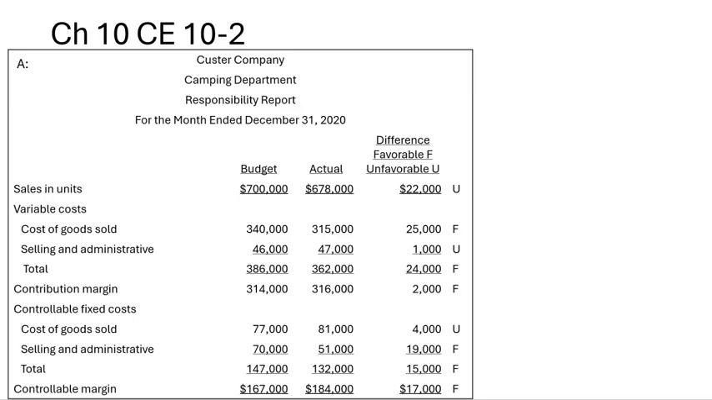If we look at our fixed costs, cost of goods sold was unfavorable $4,000. Selling and administrative fixed costs were favorable $19,000, so we were $15,000 favorable in total of fixed costs, $2,000 favorable in our contribution margin, so our controllable margin was favorable $17,000. So even though we fell short of our sales target, our actual sales were less than our budgeted sales, we did a good job controlling our costs and were able to come in with a favorable controllable margin.